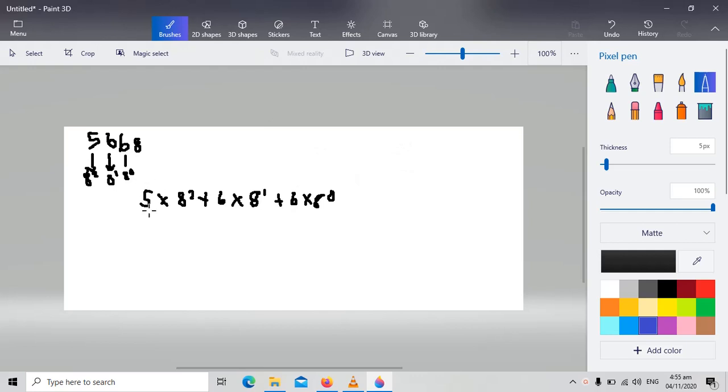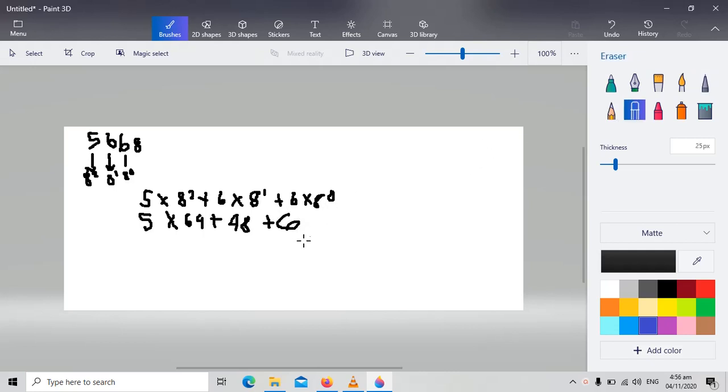Now how can we convert it into a decimal number? First, put 5 here, and then 8 to the power of 2 is 64, plus 6 times 8 to the power of 1, which is 48, and then 6 times 8 to the power of 0 is 6 times 1, because 8 to the power of 0 is equal to 1. 6 times 1.